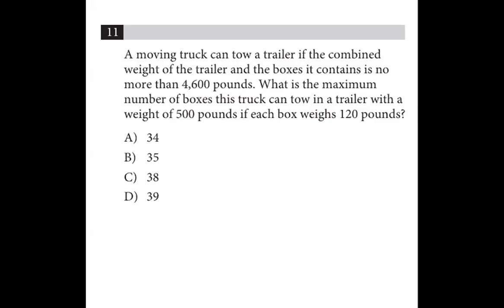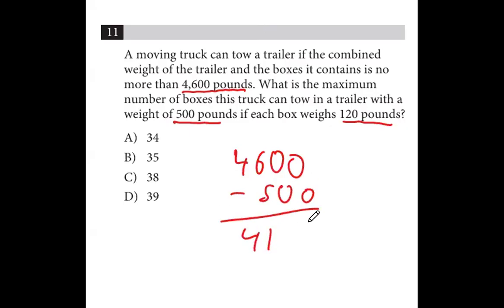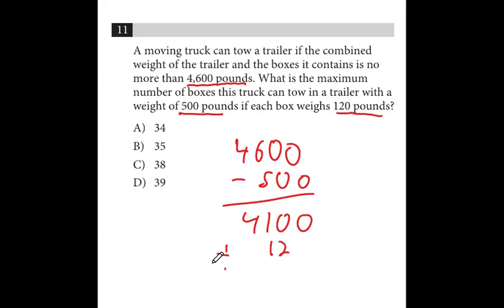Okay, so for question 11, the moving truck can tow if it's no more than 4,600. So we know that the weight of the trailer is 500 and each box weighs 120, and the combined total has to be 4,600 or less. So in this case, we just do 4,600 minus 500 first. That gets us 4,100. And then we take that, we divide by 120.